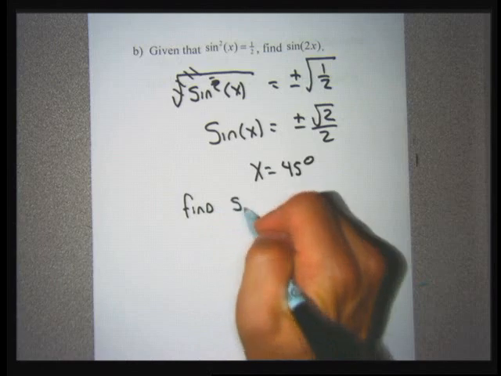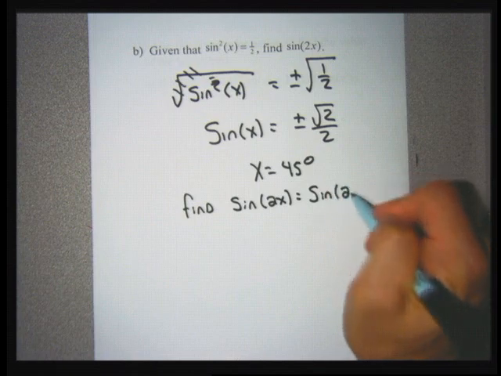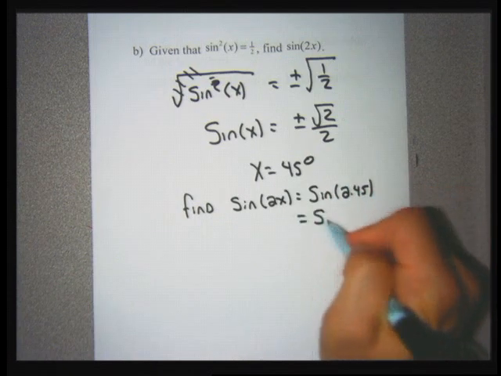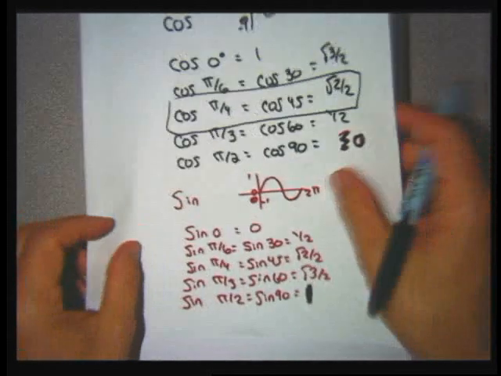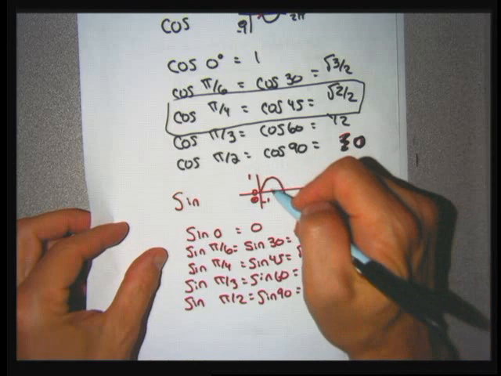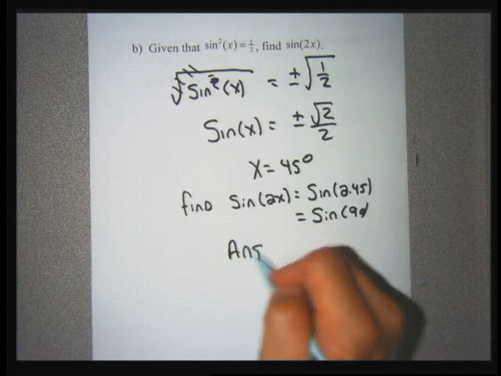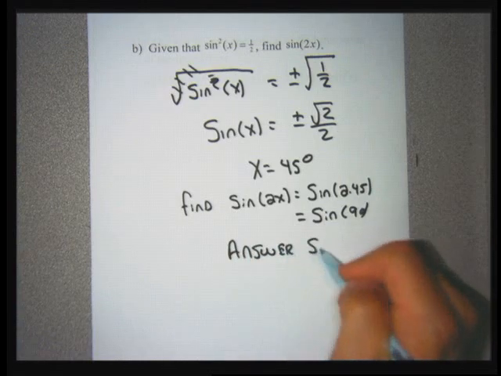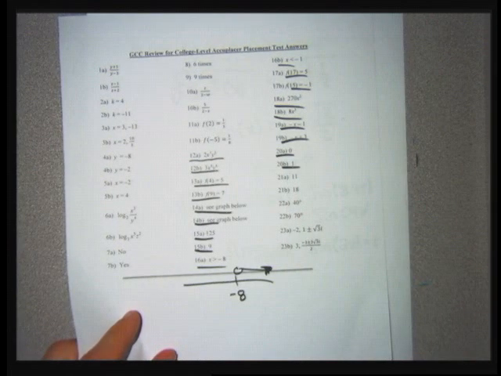Now I can find the sine of 2x. The sine of 2x is going to be the sine of 2 times 45, which is the sine of 90. And again, that's one I just happen to have memorized. The sine of 90 is going to be 1, because the sine graph at 90 degrees is up at 1. So my answer to this problem, the sine of 2x, is going to be 1. Again, I should absolutely check these last two. For 20a, I put 0. For 20b, I put 1, so I feel good about those.